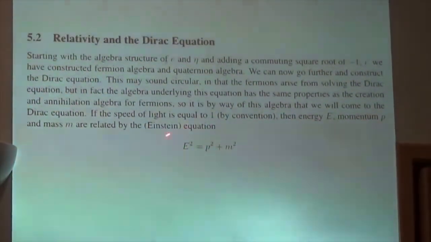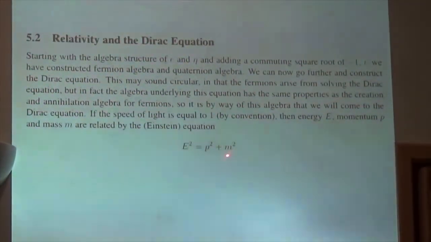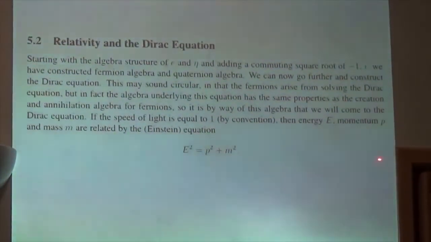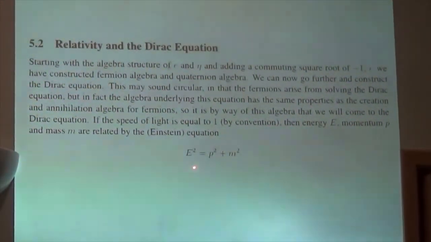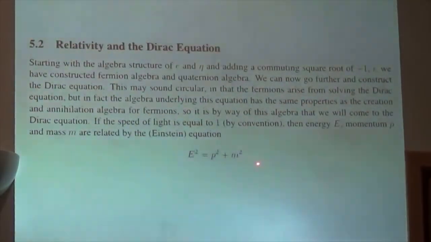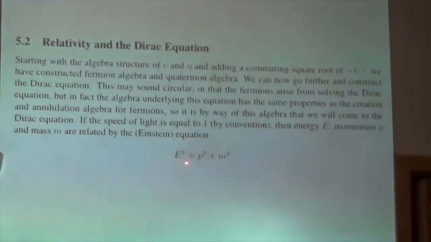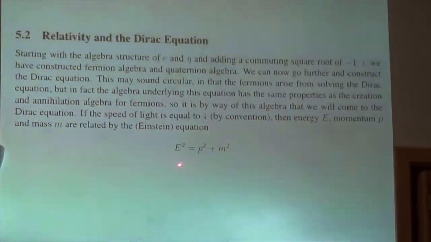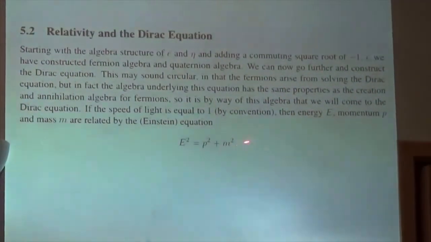And this is the basic equation relating energy and momentum and mass in special relativity under those conditions, speed of light equal to 1. It's Pythagorean. E squared is p squared plus m squared. And this was where Dirac started in trying to get a Schrodinger-type equation that would be relativistically invariant.